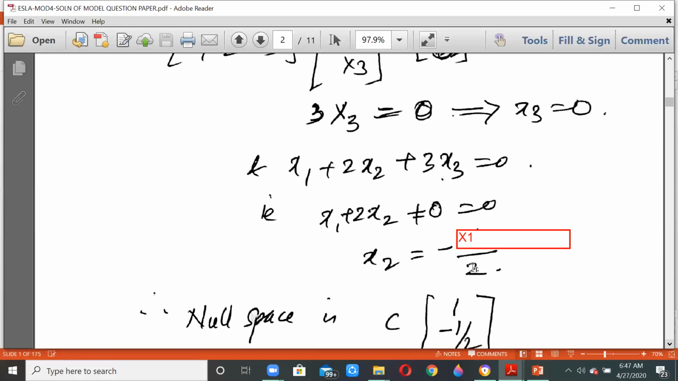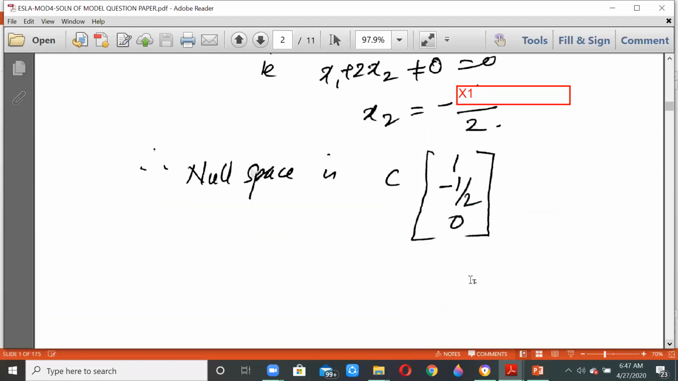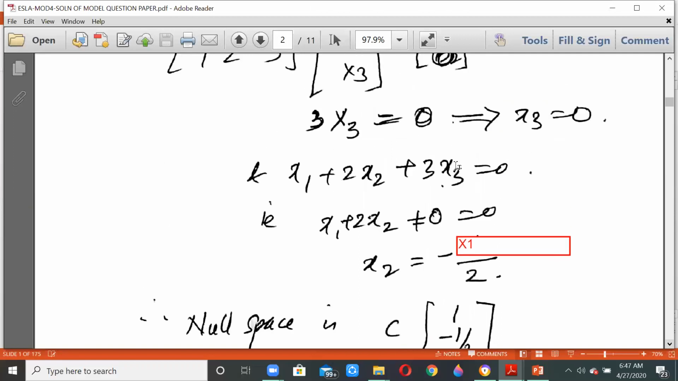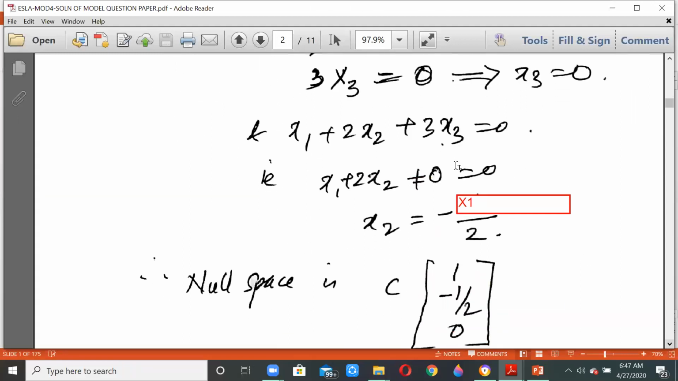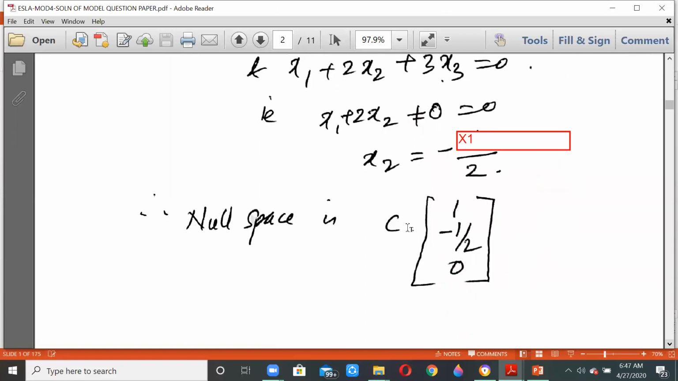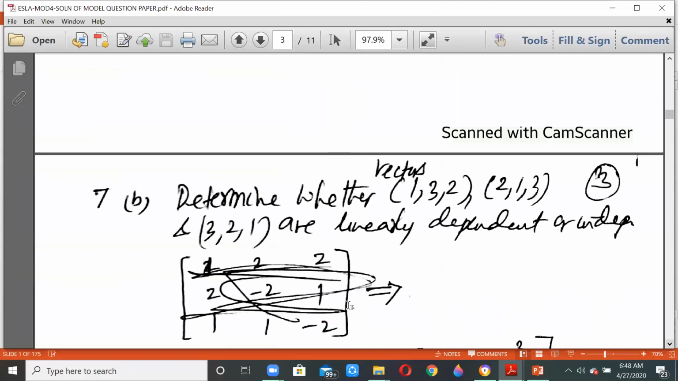So x2 will be minus x1 by 2, and that will give us the null space. If x1 is considered 1, x2 will be minus 1 by 2, and x3 is 0. Then you need to multiply by c. Or if you consider x1 as c, then x2 is minus c by 2 and x3 is 0, and then you will get the solution.